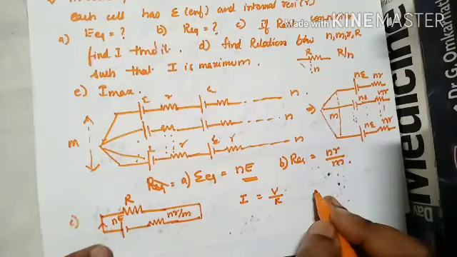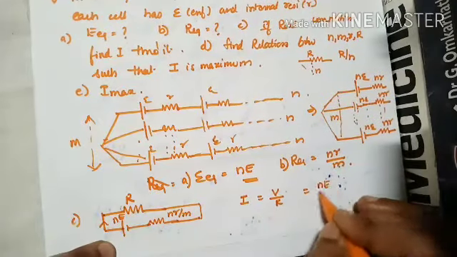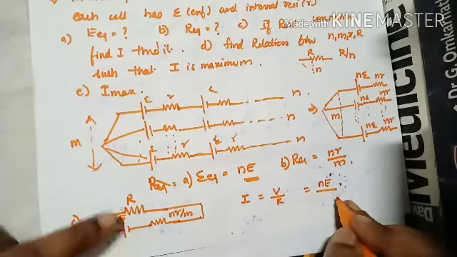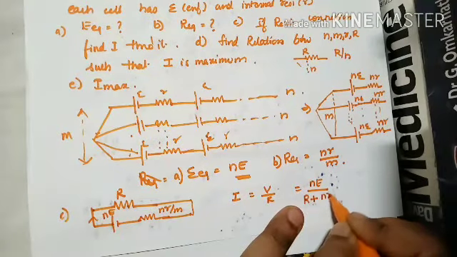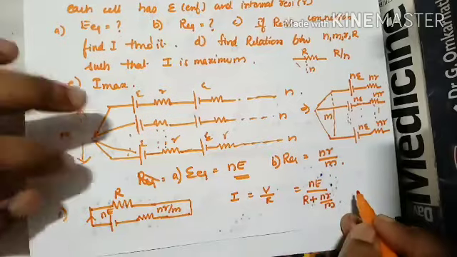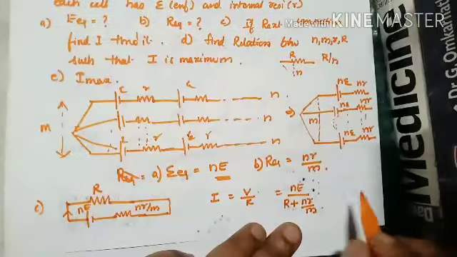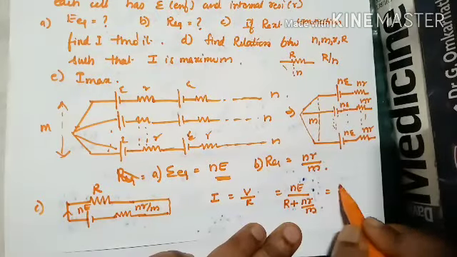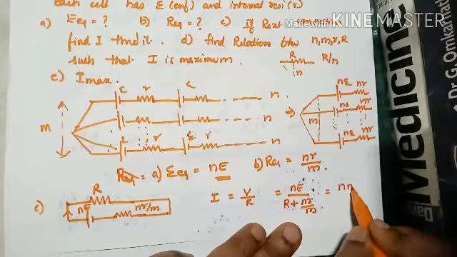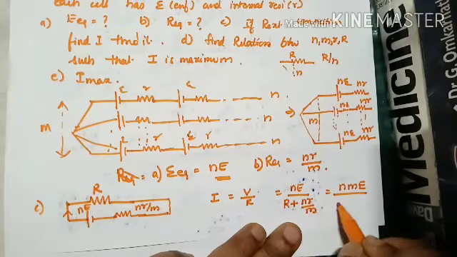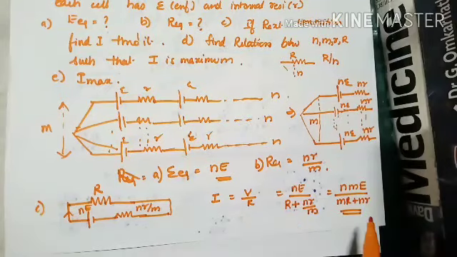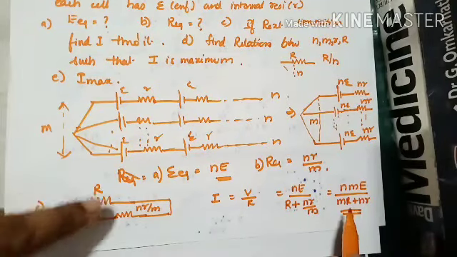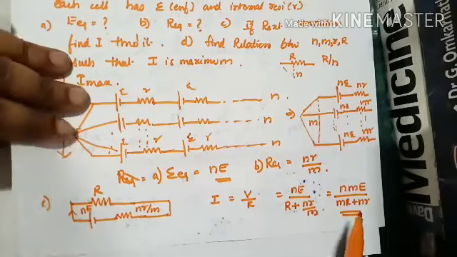So V here is the EMF, that is Ne. And what is R here? There are two resistors and they are connected in series, so it will be R plus NR/M. If you want, you can rearrange it to look good, guys. So it will become N, M goes up, Ne over MR plus NR. That is the current which is flowing through the R external. Happy? Okay, now we'll go for the next section.